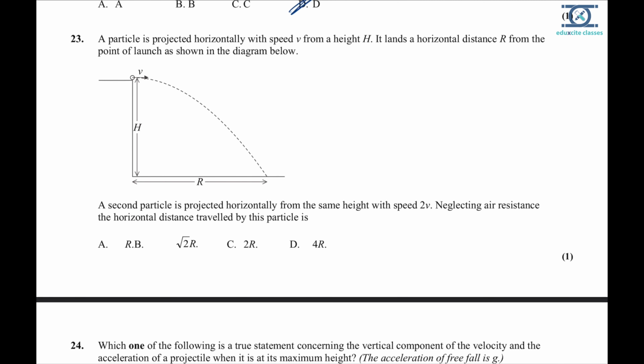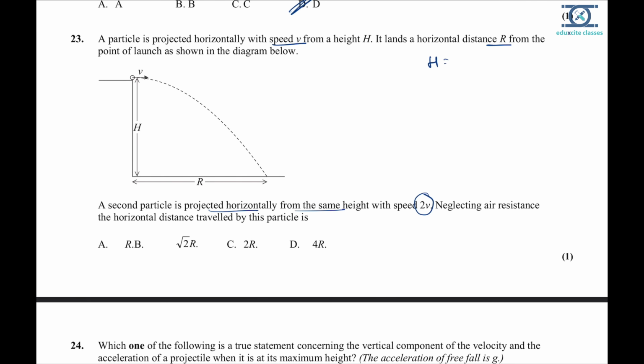A particle is projected horizontally with speed v from a height h. It lands at a horizontal distance r from the point of launch. A second particle is projected horizontally from the same height with speed 2v. Neglecting air resistance, what is the horizontal distance? Now for the first case, I can write the range. The particle is projected horizontally with speed v. The horizontal distance will be what?